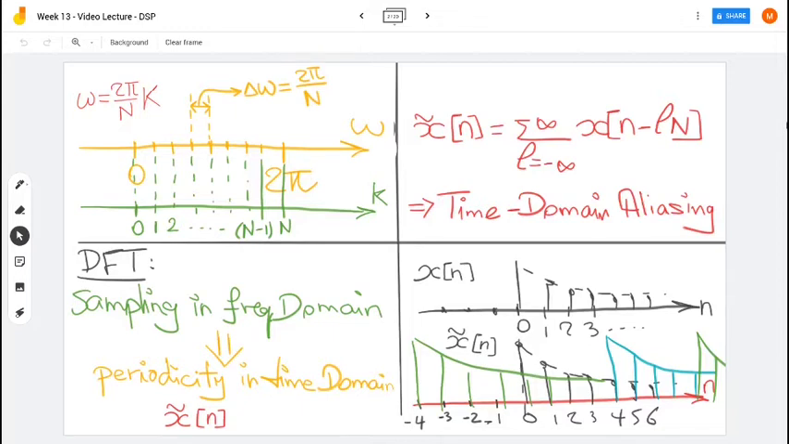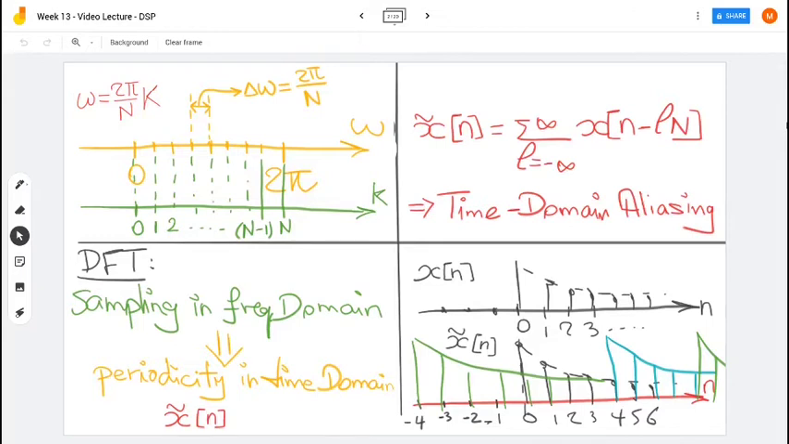And this basically will result in what's called time domain aliasing. It's basically happening because if you consider the equation, x of n minus l N is the shifted copy of x of n, shifted by capital N. So if l is equal to 0, you will get x of n. If l is equal to 1, you will get x of n minus capital N. If you get l equal to 2, you get x of n minus 2N, which means that x tilde is kind of a repetition of x of n shifted in time.